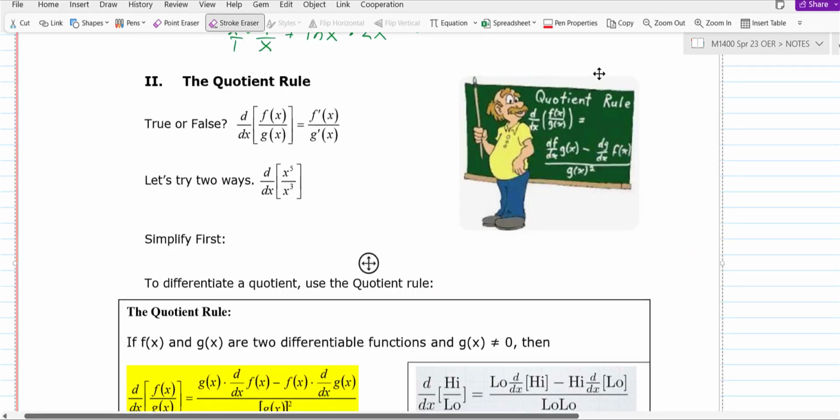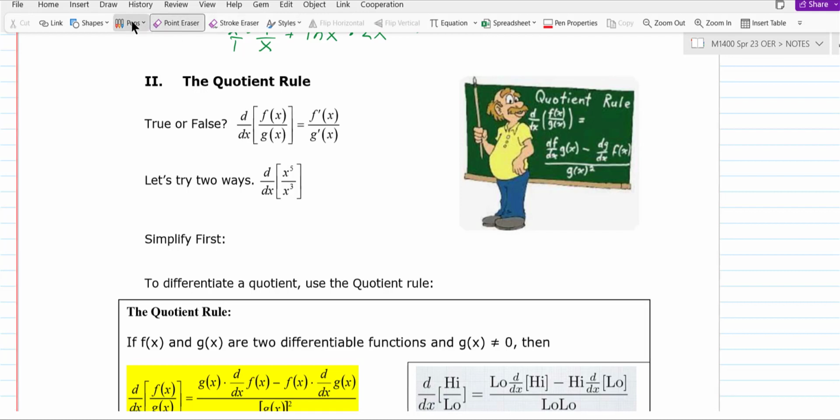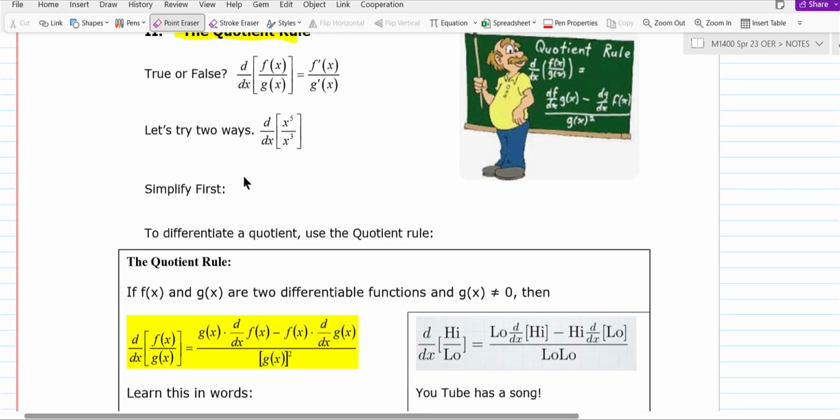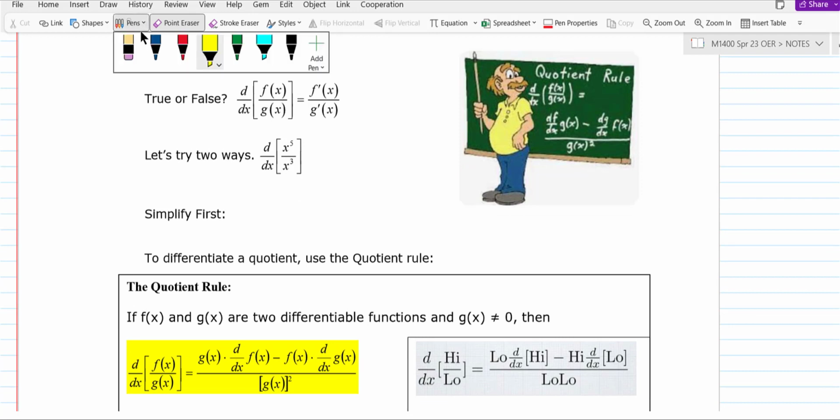So the other part of this section, there's only 2 things you learn in this section, is what we call the quotient rule, which is different than the product rule, but it works kind of the same basic idea. So what I want to do on this next thing is we're going to work with a derivative of a quotient, like a fraction. So let's do this 2 different ways.